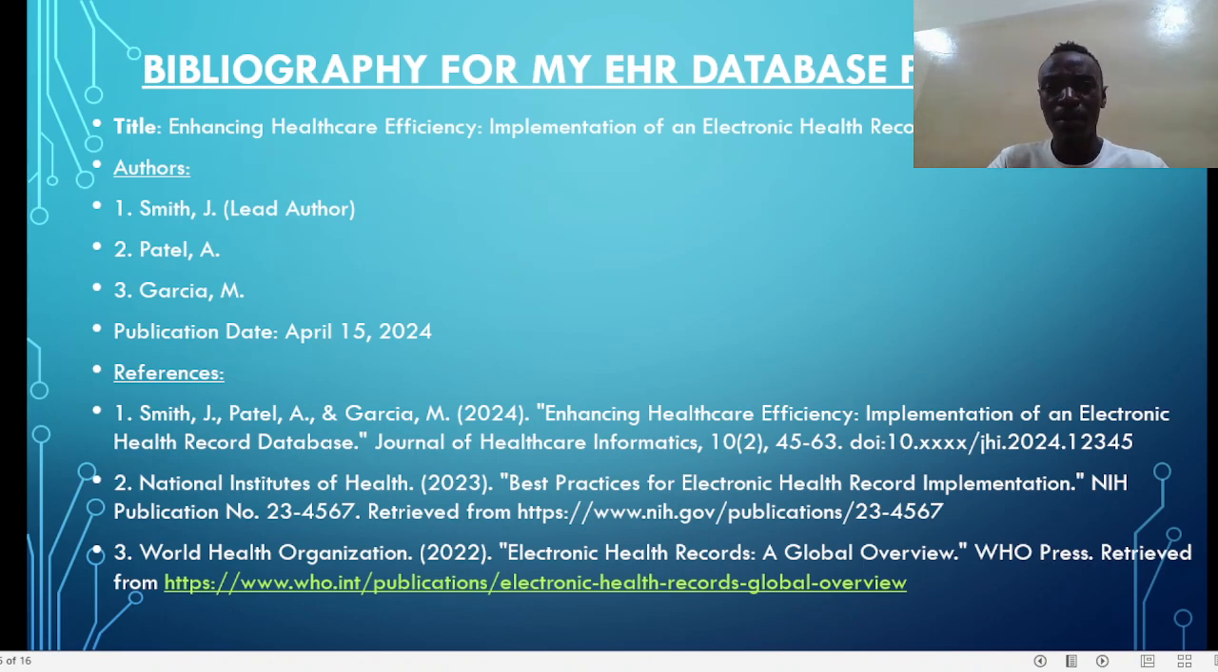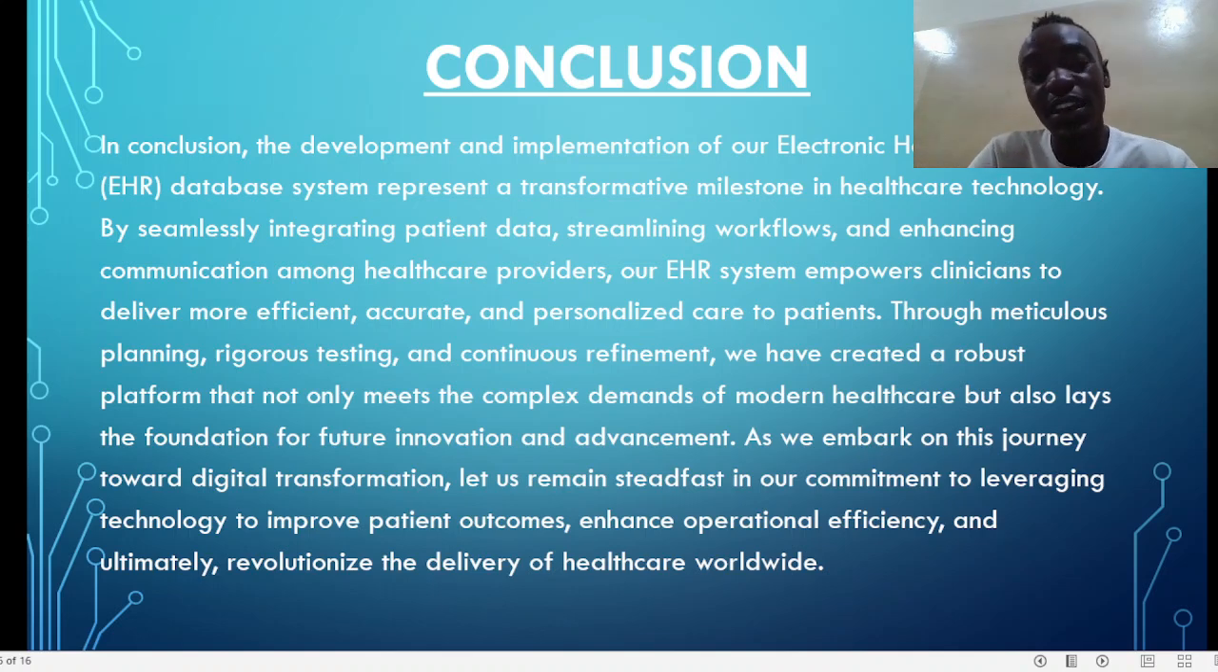For more reference, you can look for one book called Enhancing Healthcare Efficiency. The author is Smith J. The publication date was 15th April. Then references, we have this. My next slide is the conclusion. In conclusion, I was able to design the development and implementation of an electronic health records database system, which represents a transformative milestone in healthcare.